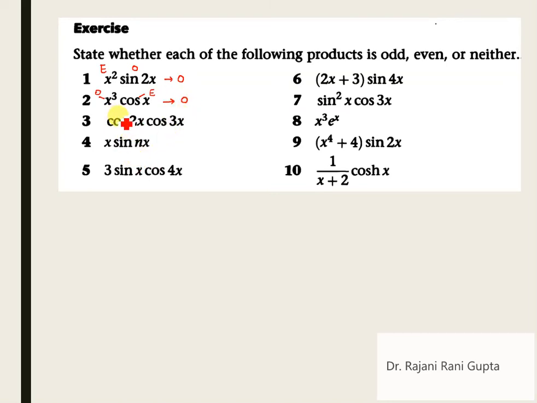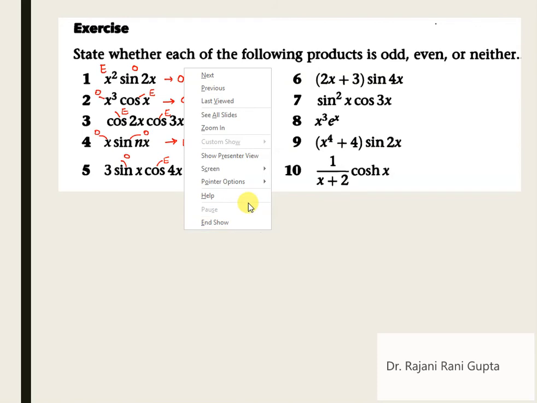Cosine, we know that cosine function is an even function. So cosine, it doesn't matter angle is 2x, 3x or 4x, it will be even. Here, x we know that odd function, sine also we know that odd function. So odd multiply odd gives you even. Similarly here, sine is an odd function, cosine is an even function. Odd multiply even gives you odd.